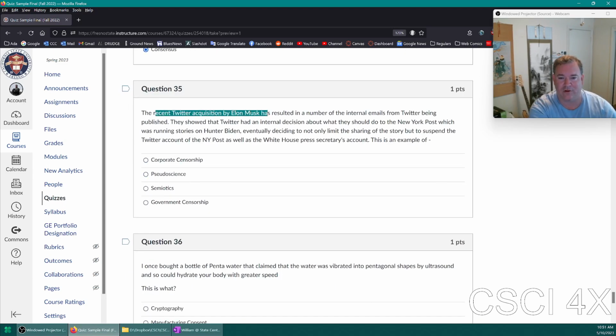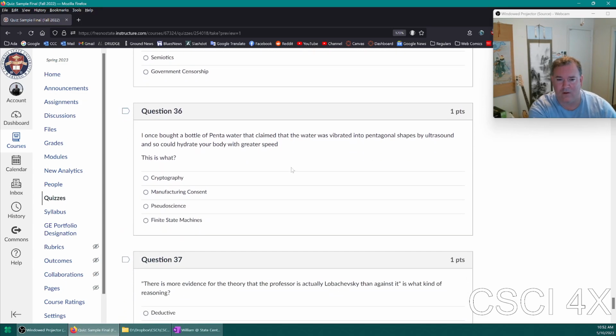Recent Twitter acquisition, Elon Musk. So basically, Twitter suspended the account of a newspaper. That is corporate censorship, not government censorship, corporate censorship, when a tech company censors people.